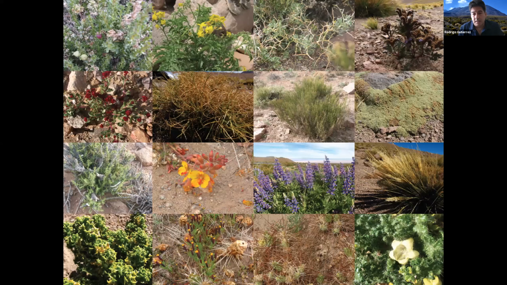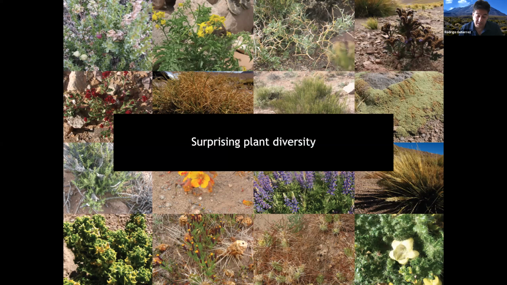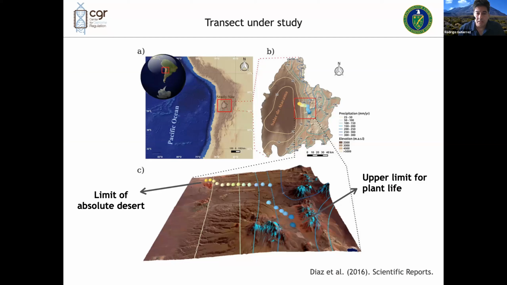So as I said, despite these very extreme and harsh conditions that push life to the limit, if you know where to look, you find surprising diversity. And here I show some images of different plant species that we can find living, and in some cases thriving, in Atacama in some of these very, very extreme environments. We have been working on a transect, an altitudinal transect that spans the limit for life, as shown here.